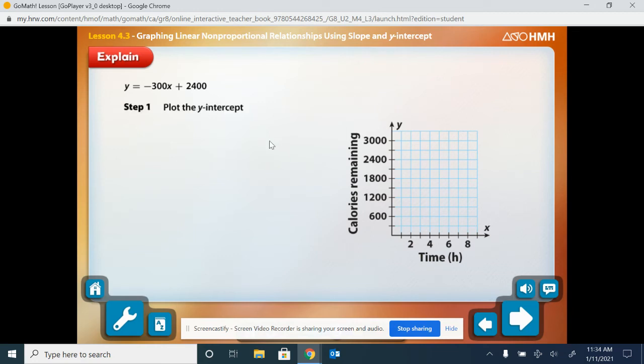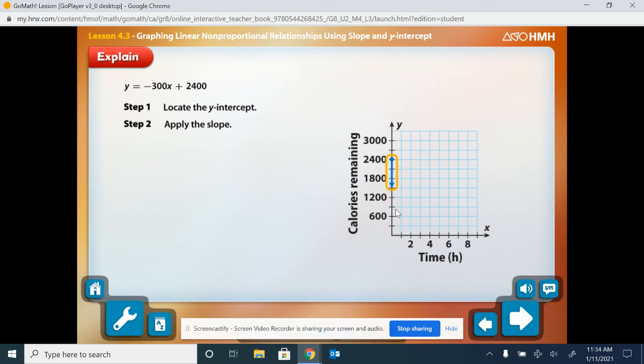Step 1. Locate the y-intercept. So the y-intercept is the number by itself, so it's 2,400. So I go to the y-axis. This is the y-axis. 2,400 will be right there. That's right. The y-intercept is at (0, 2,400).